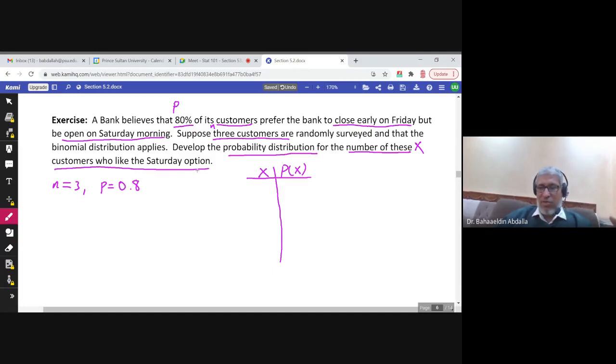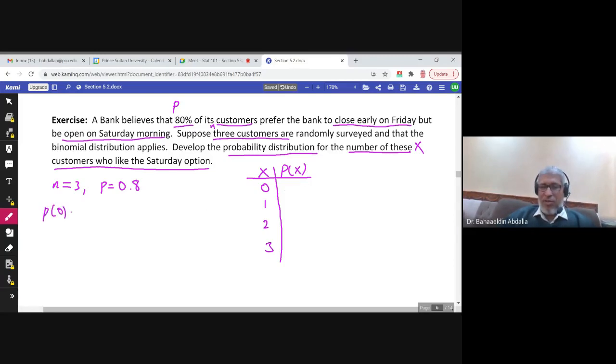So it's a binomial experiment, okay? And success here is yes, I like Saturday option. This is success. And 80% is probability of success. And number of successes out of 3 would be 0, 1, 2, or the 3 customers will like the Saturday option. It could happen. So we need to find the probability of each one of them.